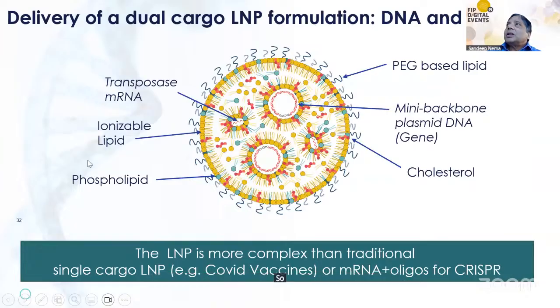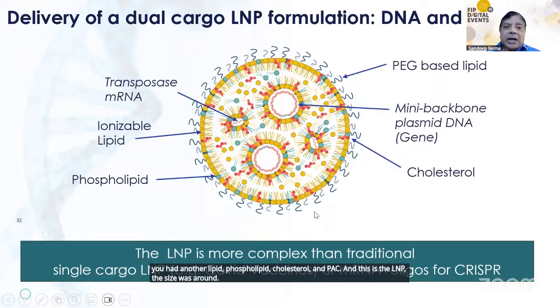So this is what the final LNP looked like. It had the transposase, which is BMLT, in the form of an mRNA. It had a plasmid DNA, which encoded for the Stargardt gene in the form of a DNA. You had ionizable lipid, phospholipid, cholesterol, and PEG. And this is the LNP. The size was around 80 to 90 nanometer.